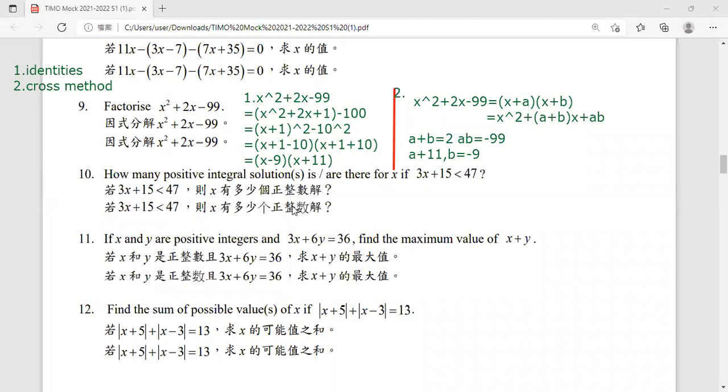Question 10. Now, 3x plus 50 is more than 47. How many solutions are there? It's just simple. You just move all the things to the right hand side. So 3x is more than 32, and x is more than... Of course, you need something positive. So the numbers will be 1 to 10. Okay, so the answer is 10. Nothing special.